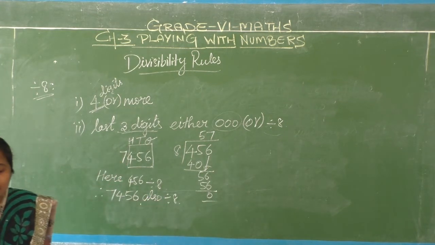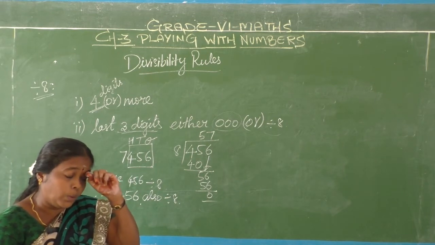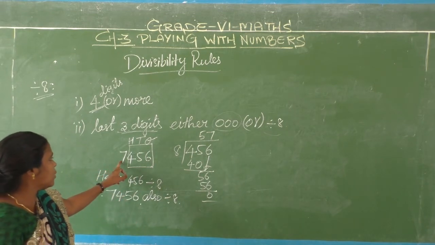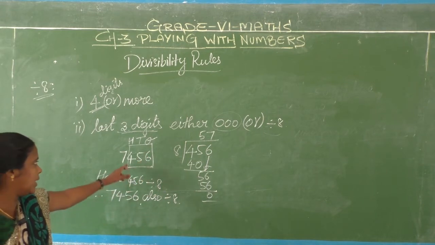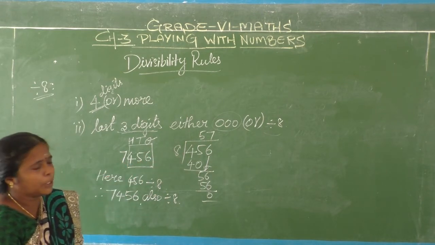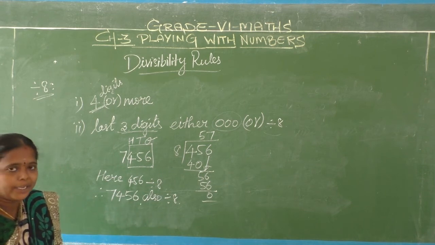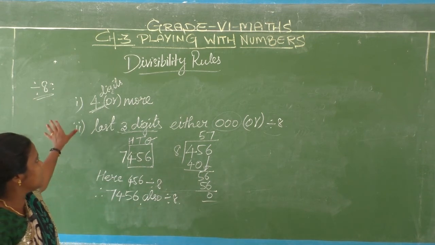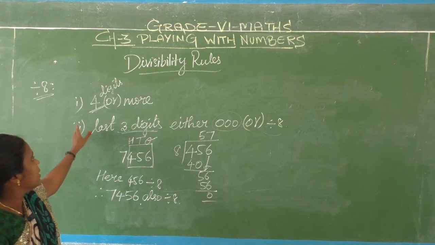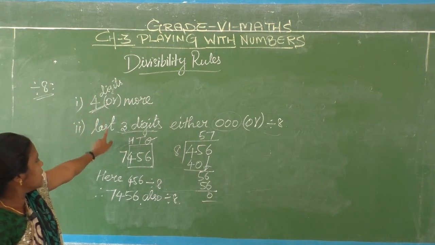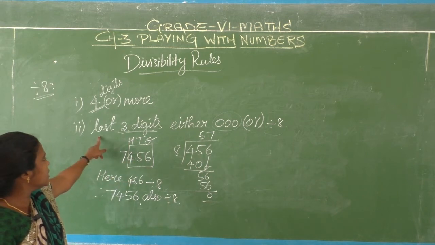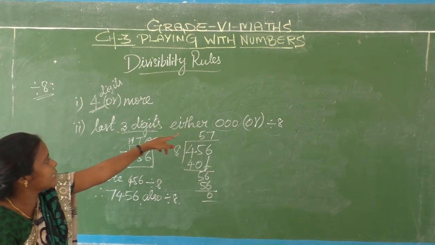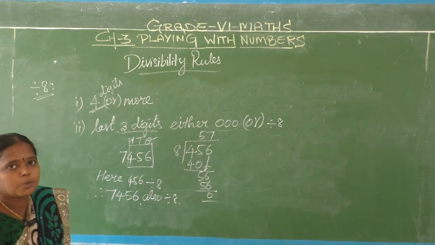Clear, children? Like this only you have to apply the rule. You need not work out up to the last by normal division. Clear? For checking purpose, last 3 digits only you have to divide by 8. Clear? So what is divisibility by 8? First condition, the number must have 4 digits or more than that. Second condition, last 3 digits are either 3 zeros or divisible by 8.